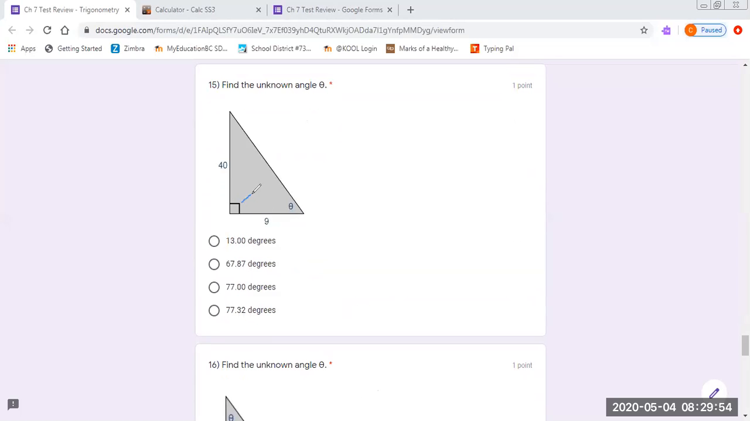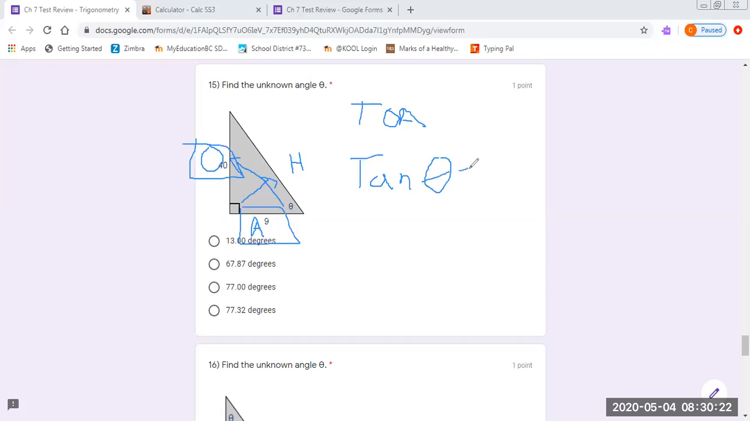We are looking for the angle, and once again, we have, in this case, the hypotenuse here. We have our opposite here, and we have our adjacent here. So the two values that we know are adjacent and opposite. So that tells us we need to use the tangent function, because TOA tells us we need to use the tangent function. So this is going to be tan theta equals opposite, which is 40, over adjacent, which is 9.